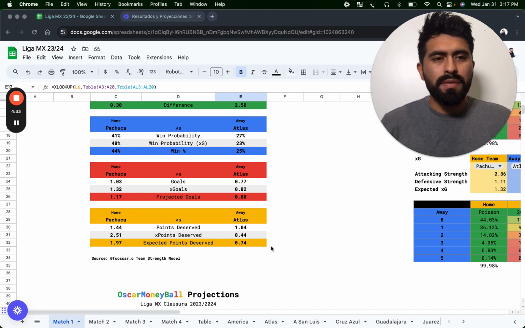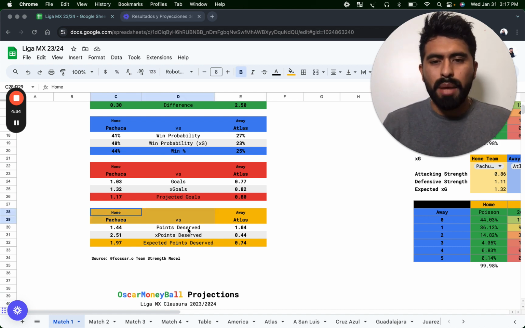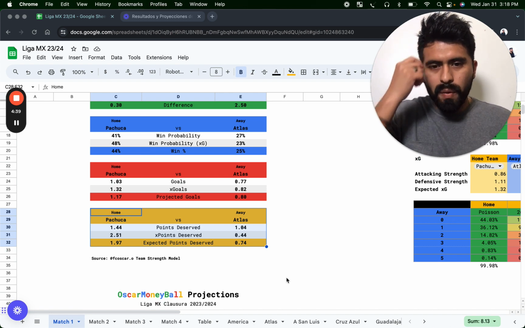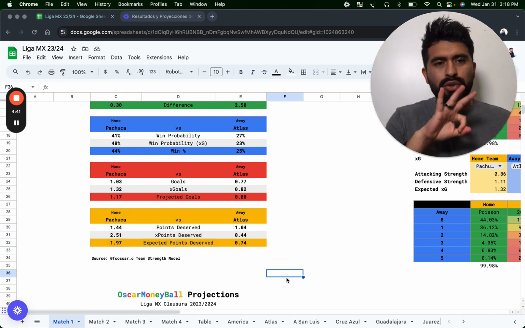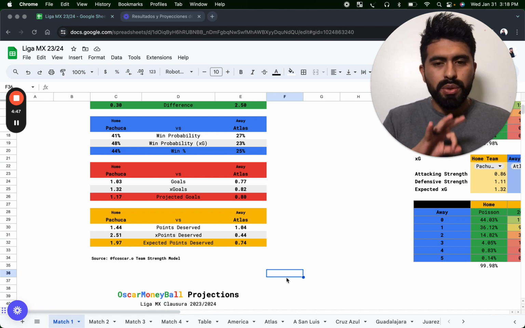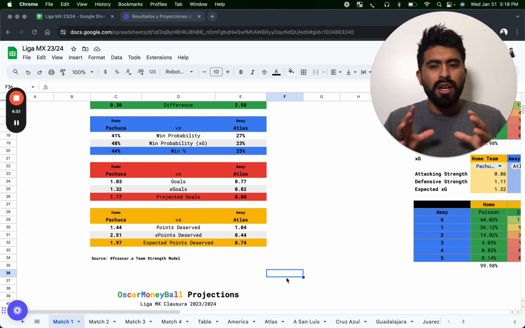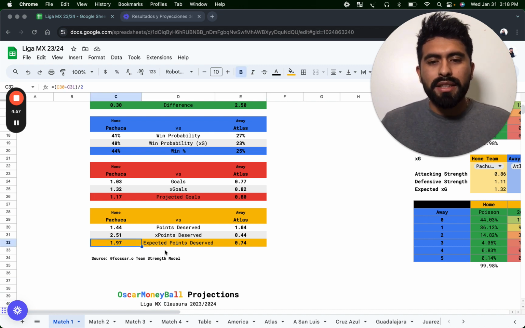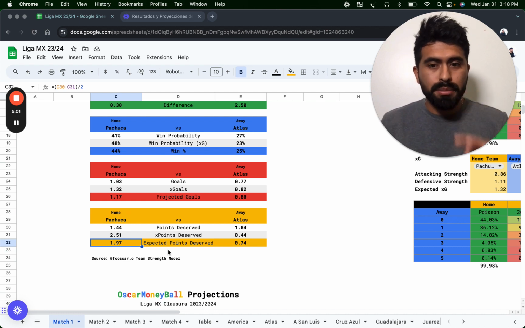Expected points deserved. Now this is another maybe irrelevant for most of you guys, but the way I like to explain this is there's 3 points in dispute in this match. How are these two teams going to compete for those 3 points, and how we're expected to see who deserves what out of this game? You can see here that Pachuca is expected to deserve 1.97 points out of the 3 possible.